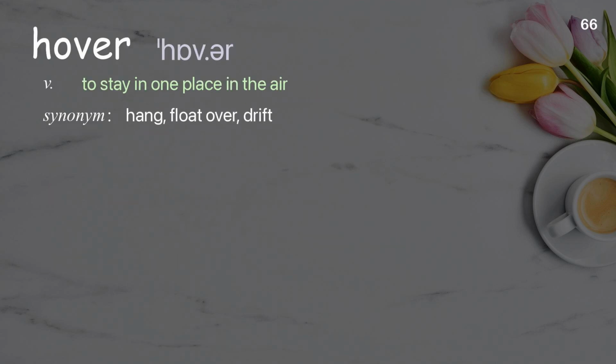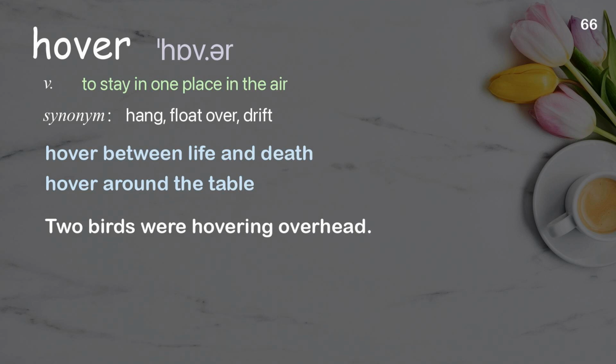Hover. To stay in one place in the air. Examples: Hover between life and death. Hover around the table. Two birds were hovering overhead.